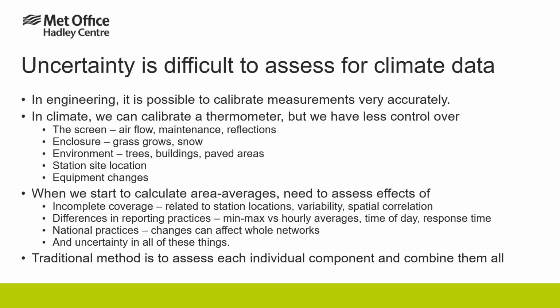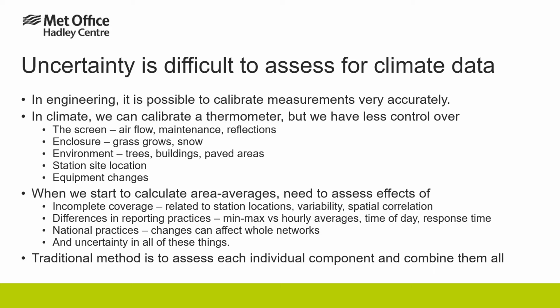And then you have larger differences, for example, station site location changes, or changes in equipment from automatic to manual or vice versa. So all these things can affect the measurement and affect the uncertainty in the measurement. So that's just for a single thermometer in a single screen at a single location. But when we start to calculate area averages, we need to assess the effects of things like incomplete coverage. So it's related to station locations, the variability of the climate, and the spatial correlation of the field we're trying to measure.